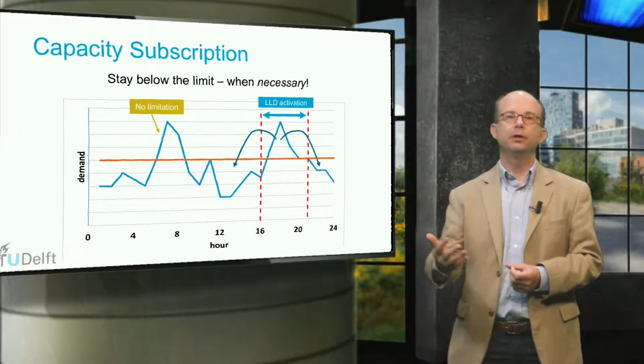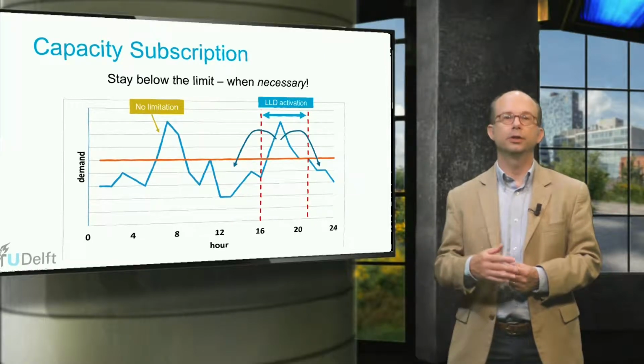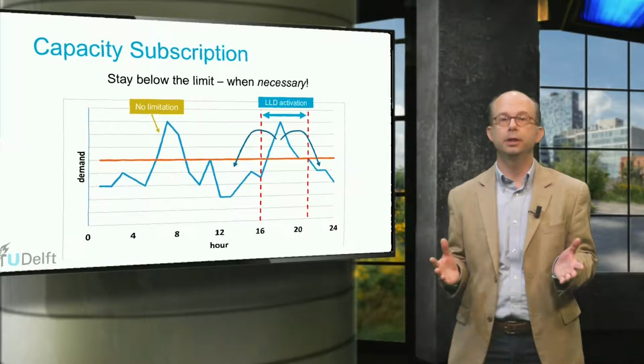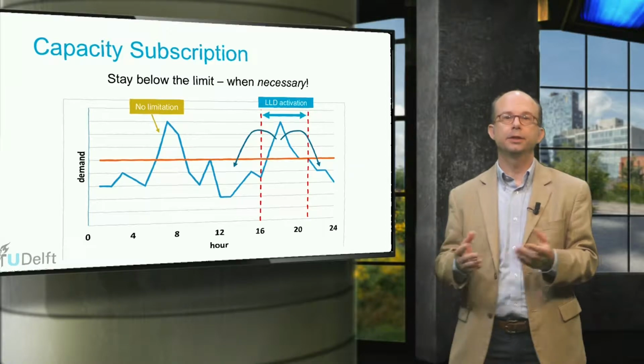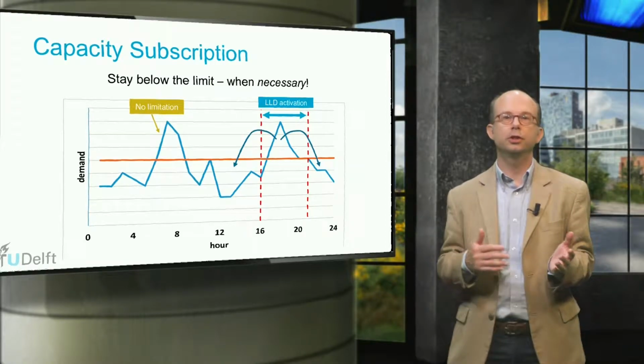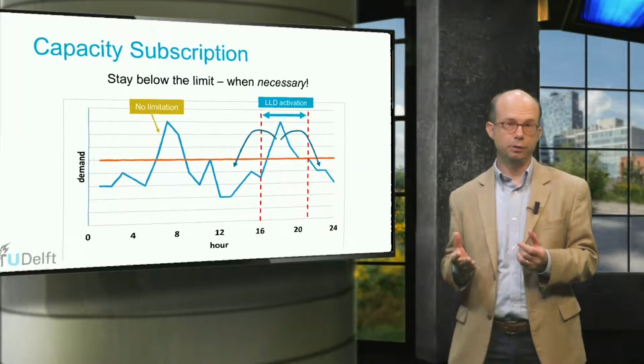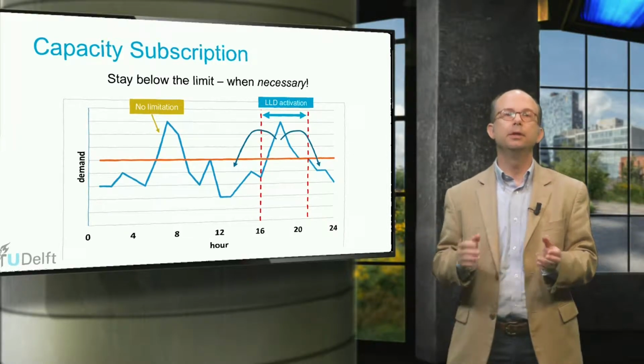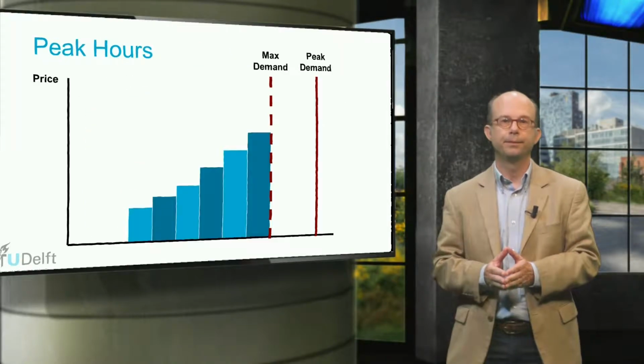For instance, if a household has subscribed to 3 kilowatts of capacity, then during the limitation period, it may not consume more than 3 kilowatts. This means that the household consumer may need to change the time when he is charging his electric vehicle, or perhaps he has a heat buffer that allows him to use his heat pump a bit earlier or later.